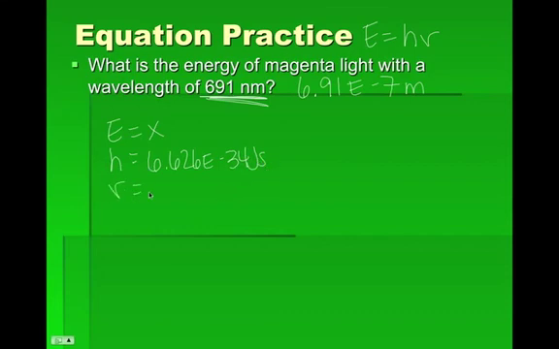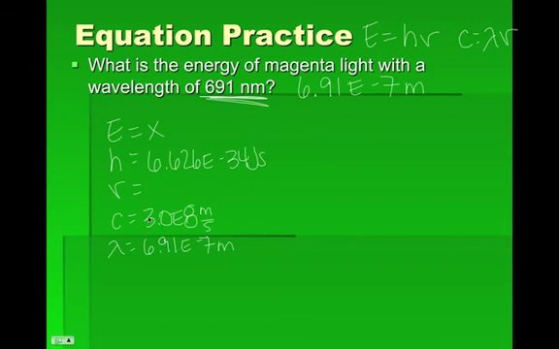Frequency is something that I'm going to need. Well, the only way that I can get frequency from wavelength is using c equals lambda nu. So I got to use both formulas. That means I'm going to need c, which is 3.0 times 10 to the 8 meters per second. I'm going to need lambda, which is 6.91 times 10 to the -7 meters. And now I can calculate frequency.